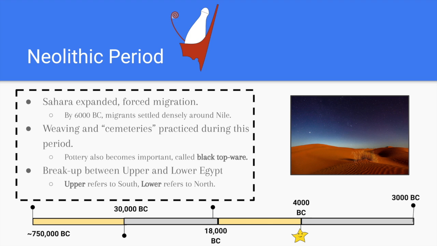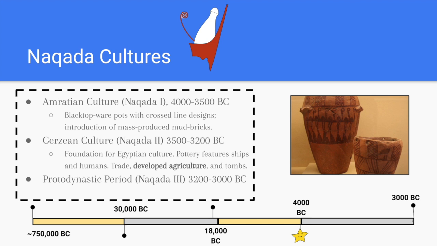And we see a distinct break between Upper and Lower Egypt. Interestingly enough, Upper Egypt refers to southern Egypt, so closer to Sudan, and it's more mountainous. And Lower Egypt refers to the north, where it's more rivers and plains and swamps. So we're seeing a larger difference in culture between the north and the south. And on the right, I include that image because, like I said, the Neolithic period was known for the Sahara expanding.